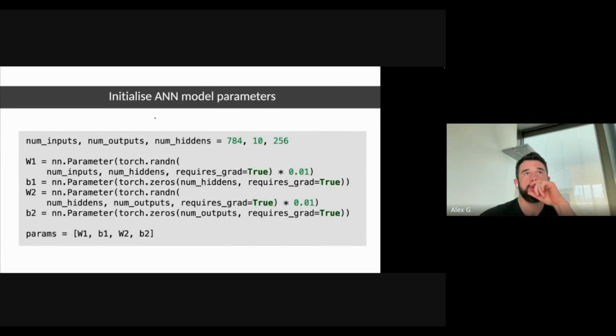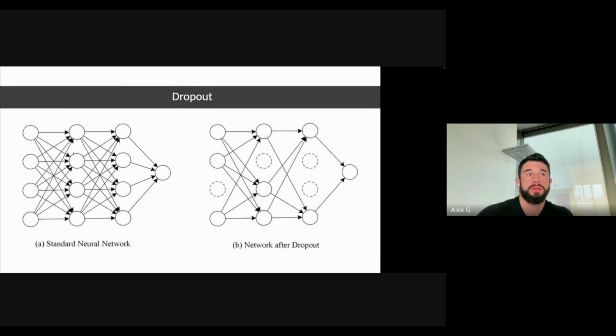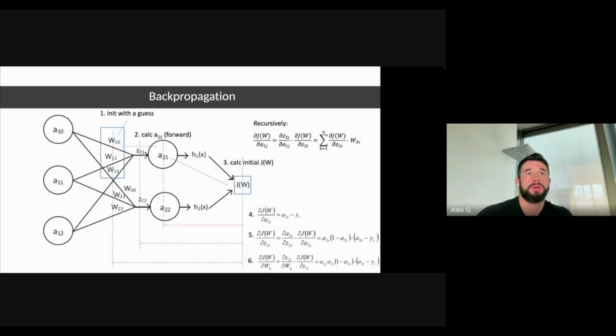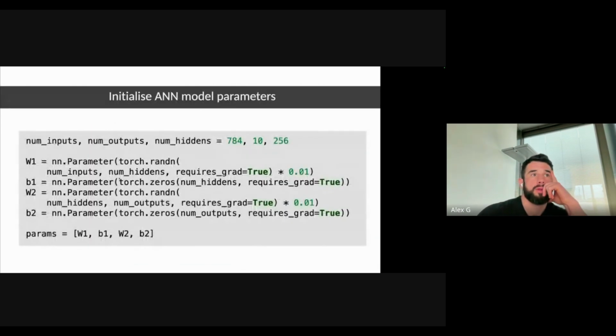Now I wanted to show you the implementation, the initialization of artificial neural network model parameters. This is something that you will code in your labs. You have the number of inputs, number of outputs, and number of hidden layers. Those are just numbers, just values in Python. Then you create matrices of weights. Matrix of weights 1, first layer. It's just a set of parameters, right?